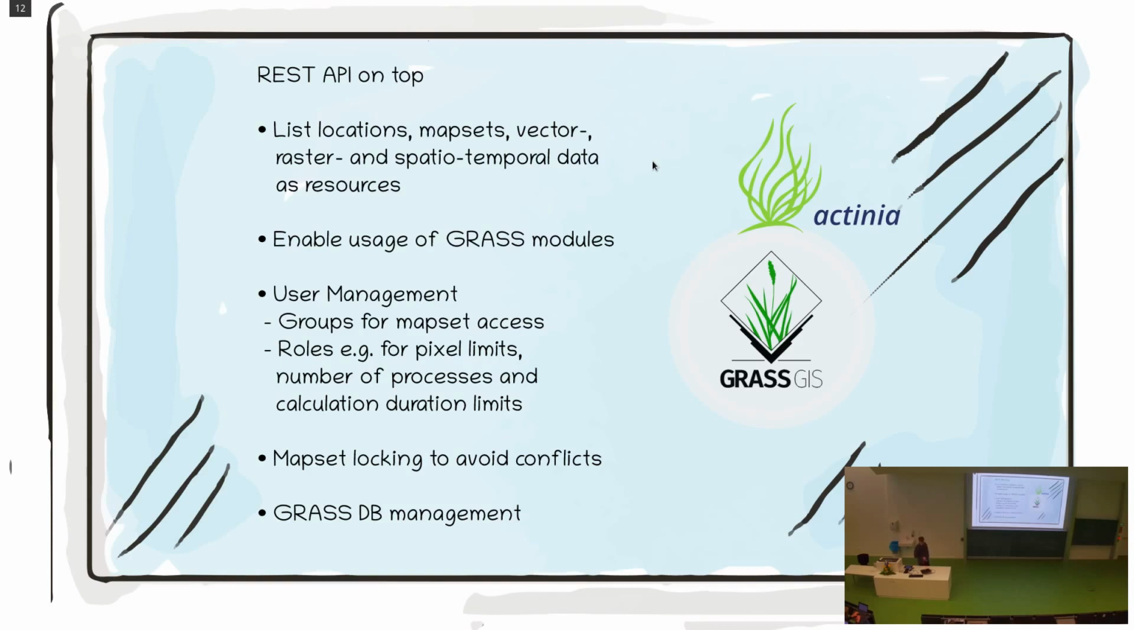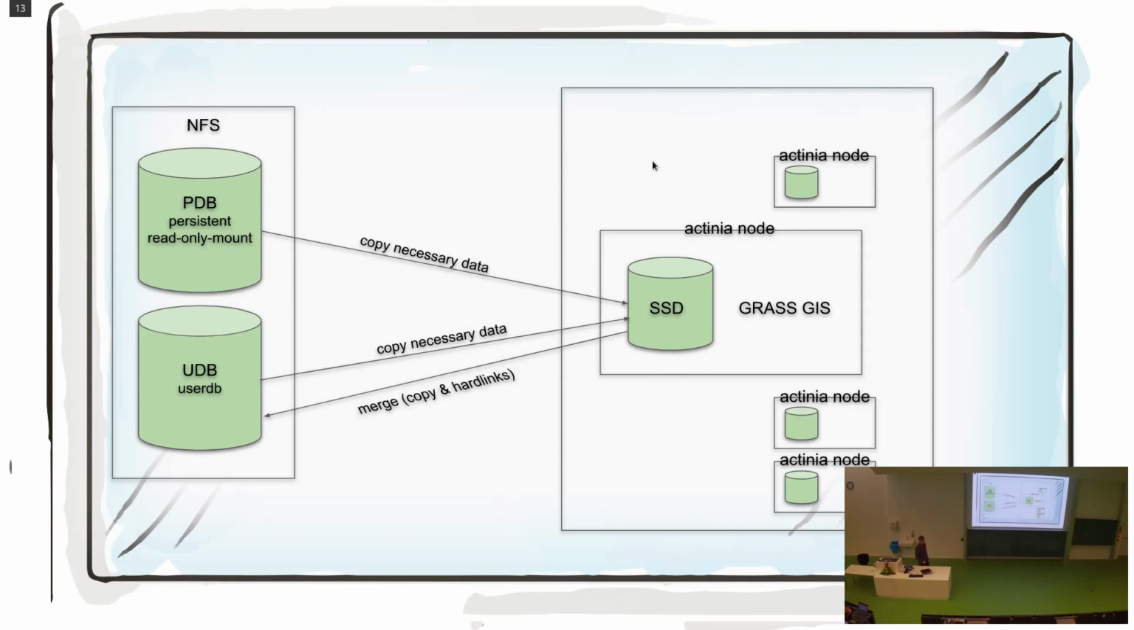Then you want to have locking in order to avoid conflicts, that one user can overwrite stuff of another user. This is already built in GRASS. Yesterday I mentioned that you can store GRASS data on a network drive and the entire team can use it at the same time. So there are two concepts which are relevant.